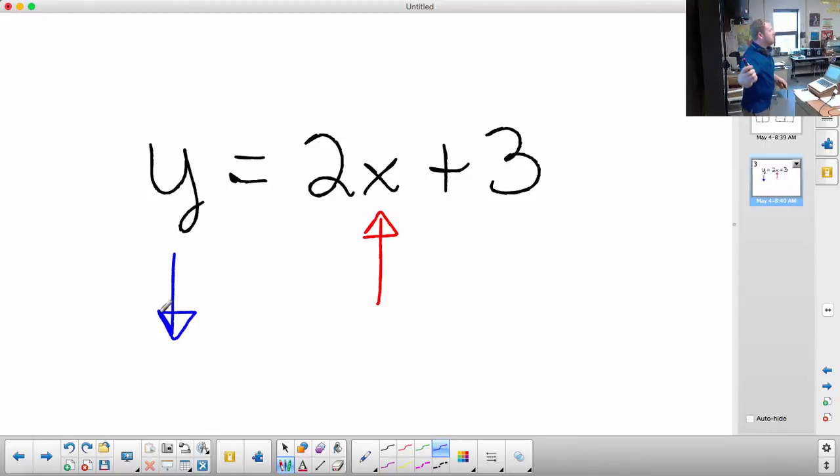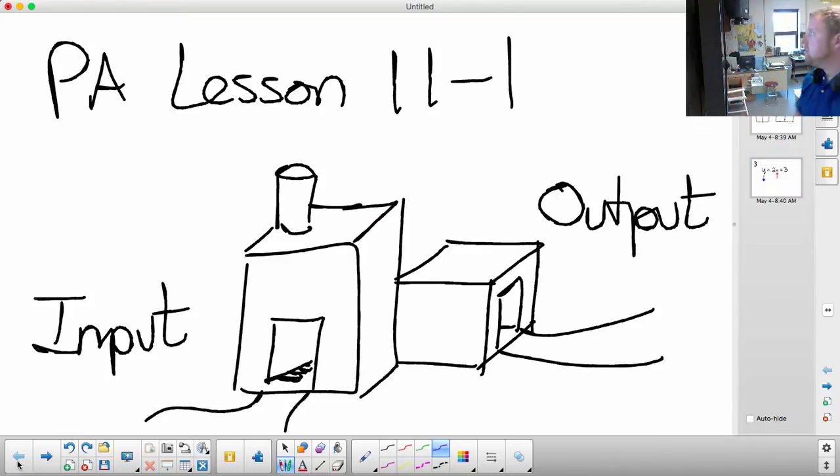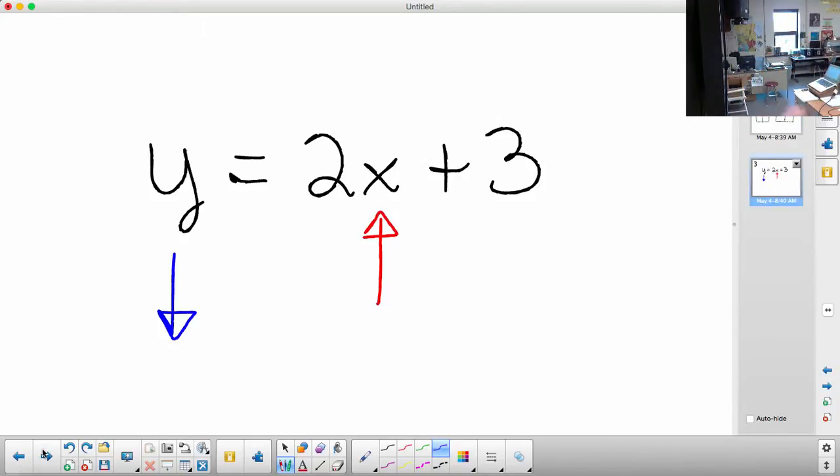So this is a function. This is like the function machine. I have an input. I have an output. Part of what I want to do today is look at a set of numbers and look at what's happening. So let's just use this as our model, 2x plus 3. Let's go back to this one here.